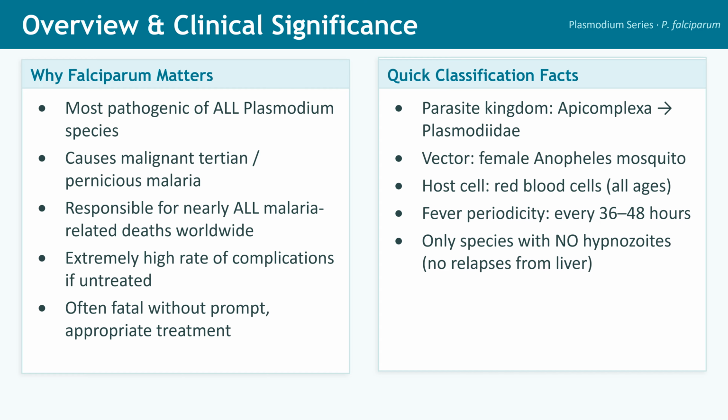The parasite belongs to the phylum Apicomplexa, and the vector is the female Anopheles mosquito. Red blood cells of all ages are infected by the parasite, and fever periodicity is every 36 to 48 hours. It is the only species with no hypnozoites.